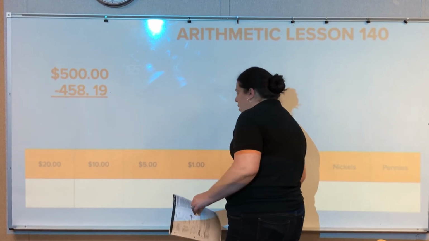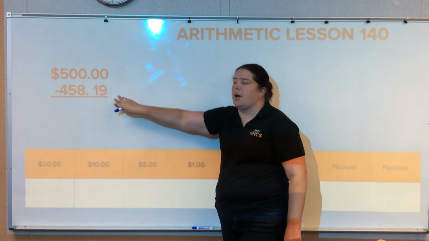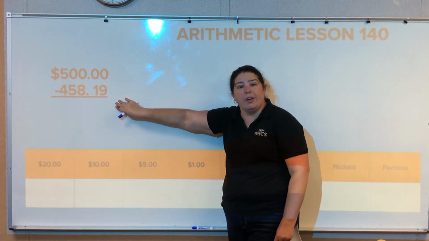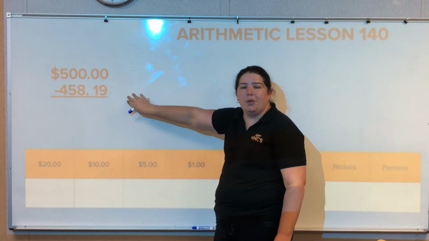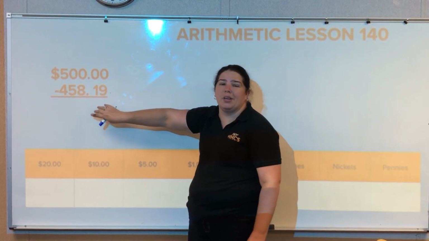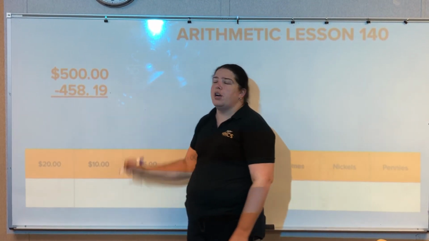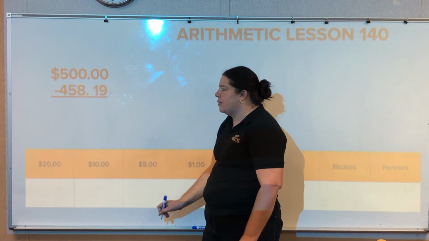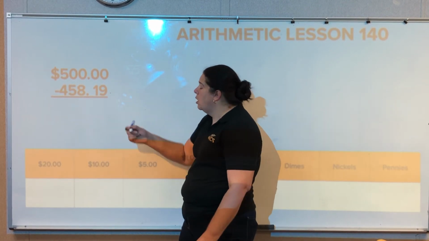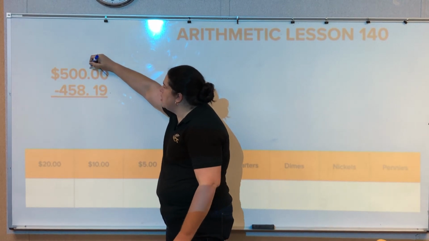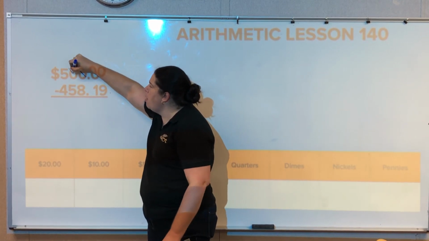Let's talk real quick about subtracting $500. Well, the money's getting bigger. Yesterday it was only a few dollars, $20. Today we're going to have $500 minus $458.19. Remember our subtraction. We borrow until we can find someone to borrow from.